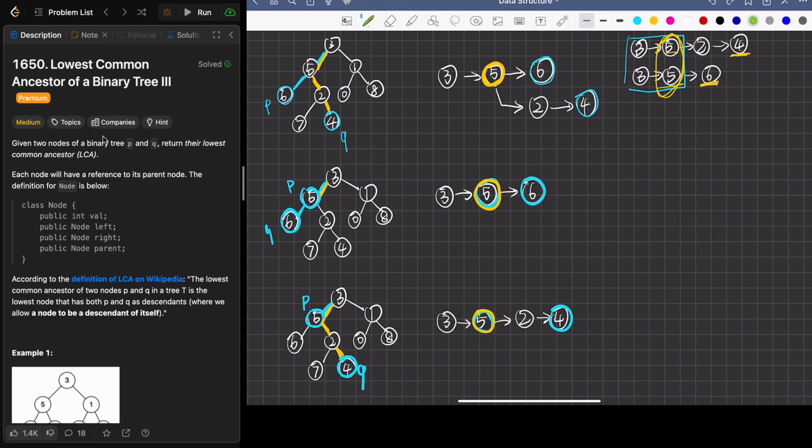Or probably we can just say from the intersection point to here, this could be the L1 distance, and from the intersection of 5 to 4, this distance will be L2, and for this part it will be L3. And now, because we already know the P and Q is here, right? We can use another pointer to move them.